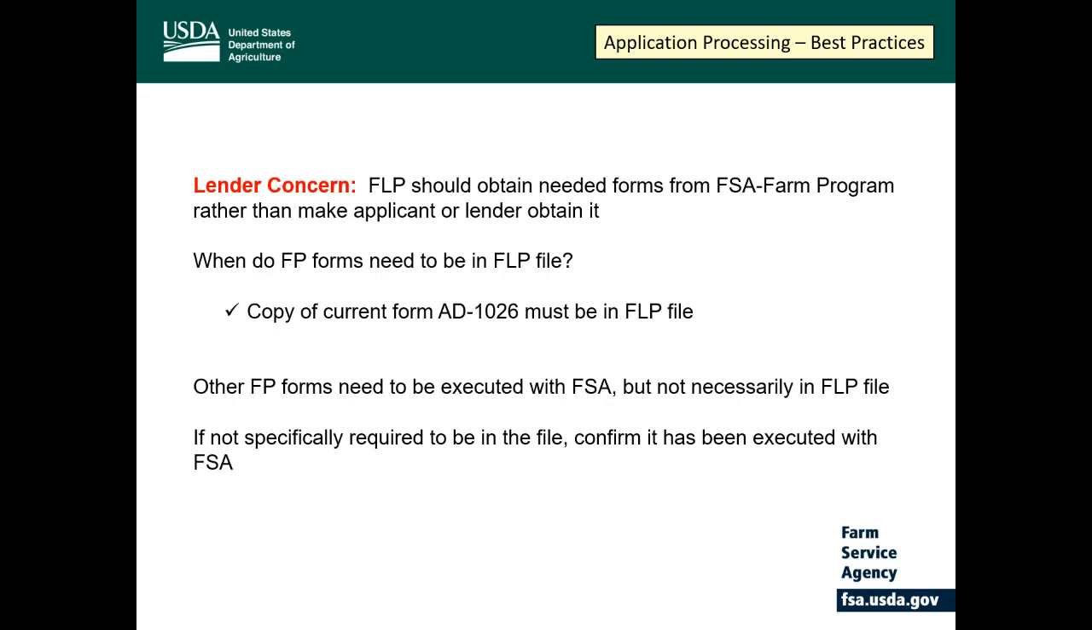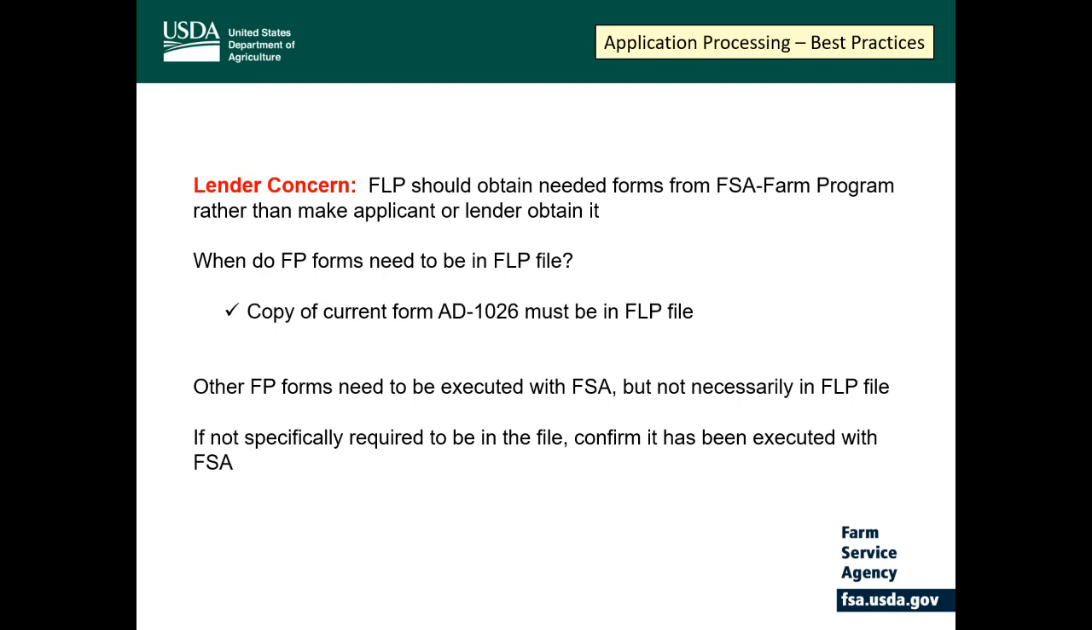Another one from the Lender Summit is the lenders had a concern that farm loans should obtain the needed forms from farm programs rather than make the applicant or lender obtain it. Certainly, if it's a form that's already there in the office, take a step back and try and confirm, do I really need a copy of this in the farm loan file, or can I just accept that it's in the office? You do need an AD 1026.